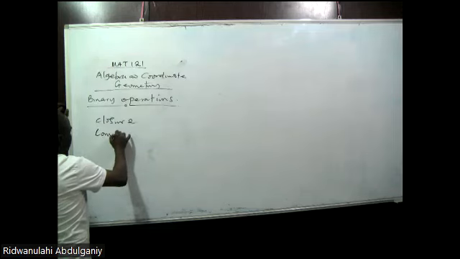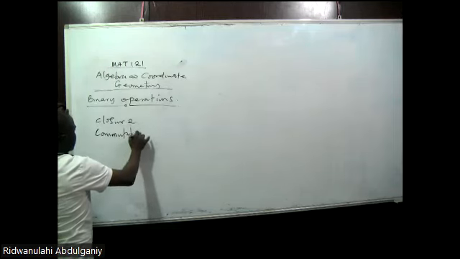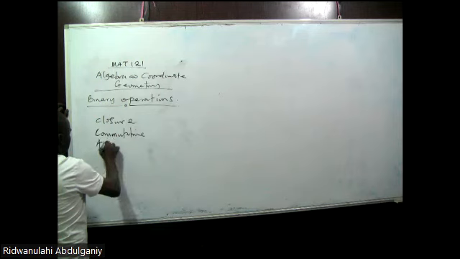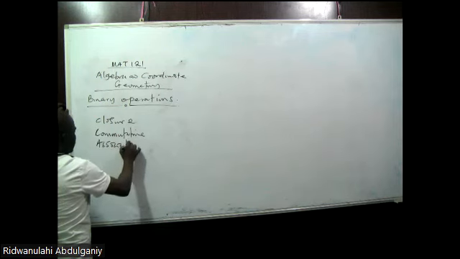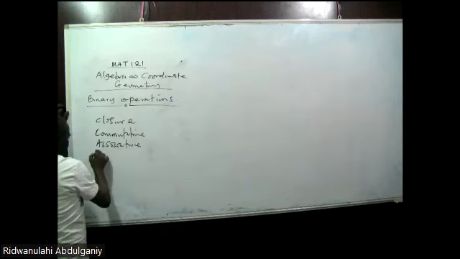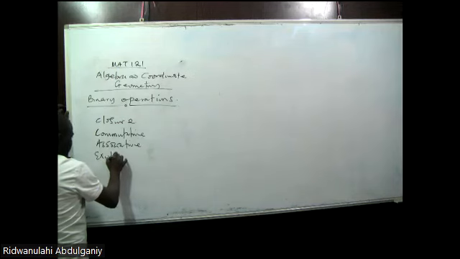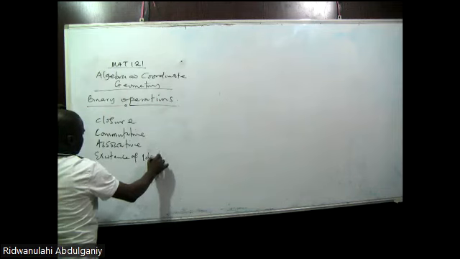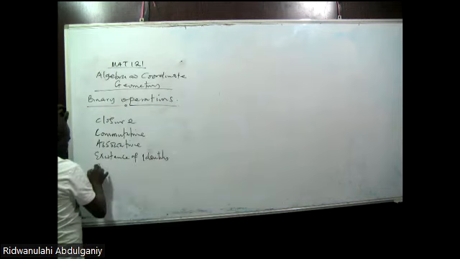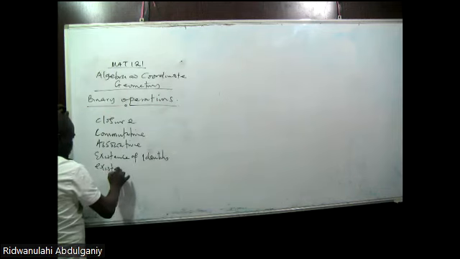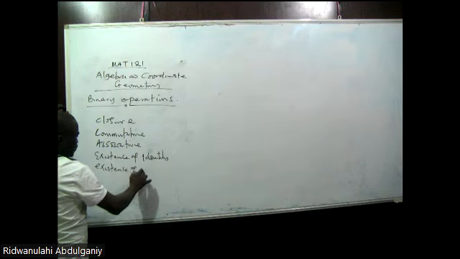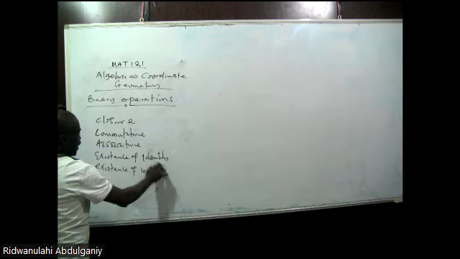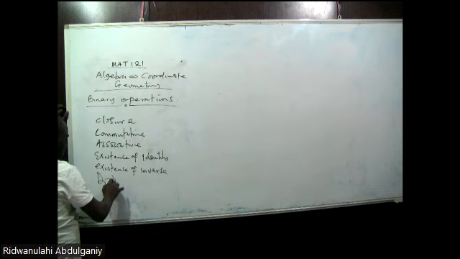commutative, associative, existence of identity, existence of inverse, and lastly, we have distributive property.